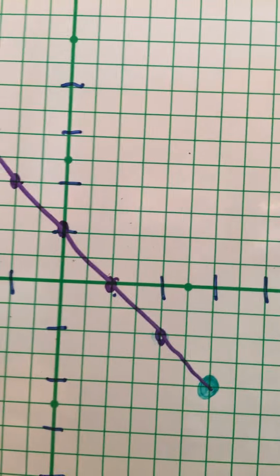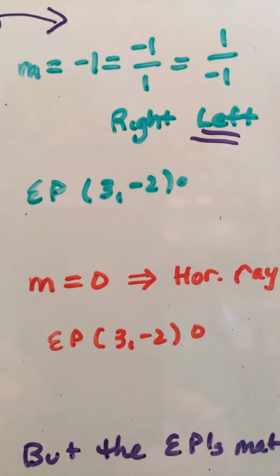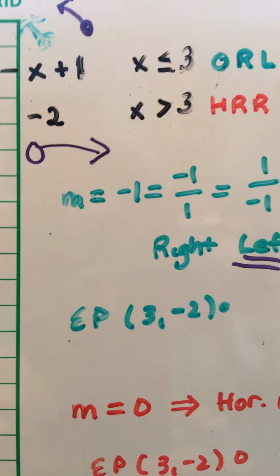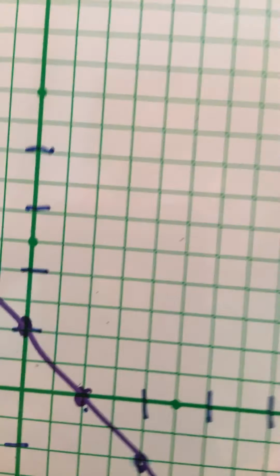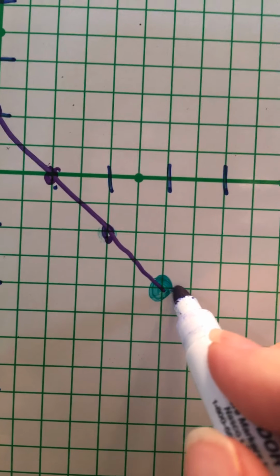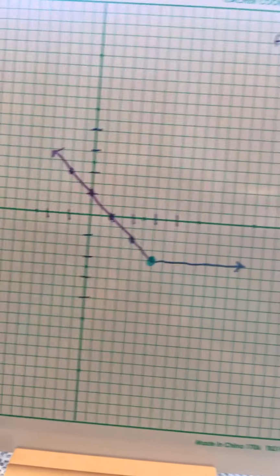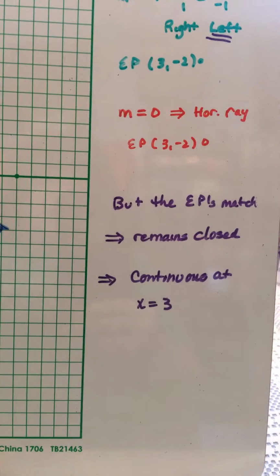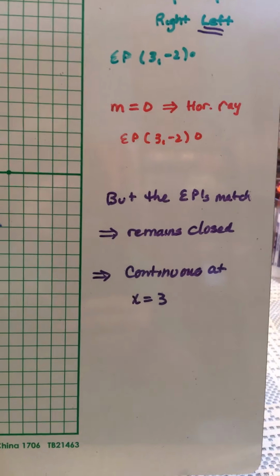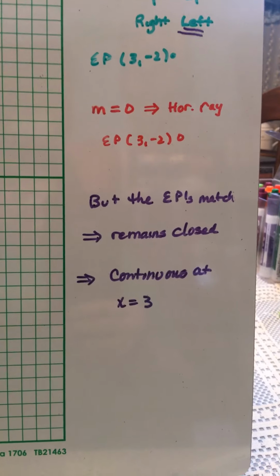And I'm going to do the red one in blue because the other pens are drying out from being open. And what does it say? I'm going to find my endpoint, which is the same thing. And I just want to go right. So I do a horizontal ray right. And notice these are nice connected. And so I say, the endpoints match, which means it remains closed, and we're going to be continuous.